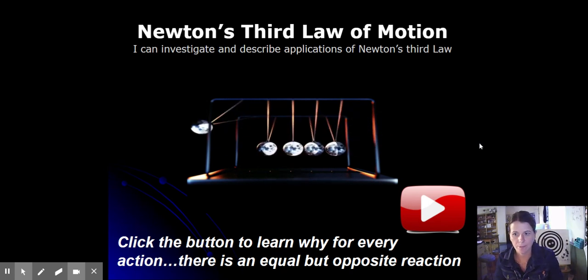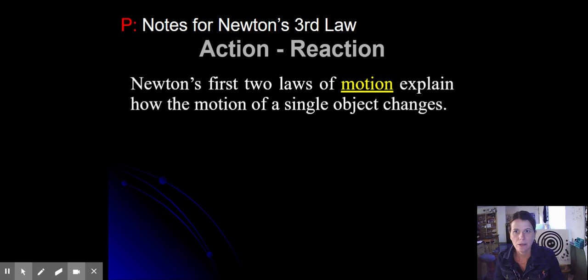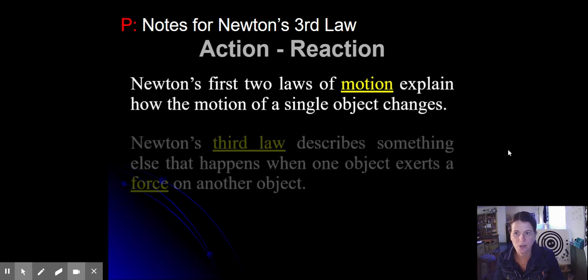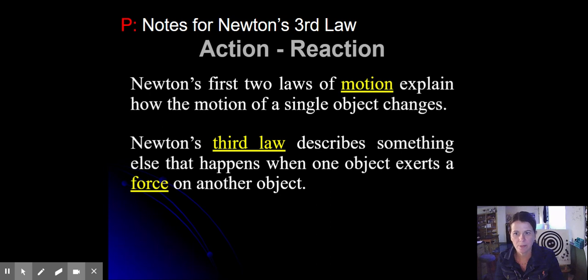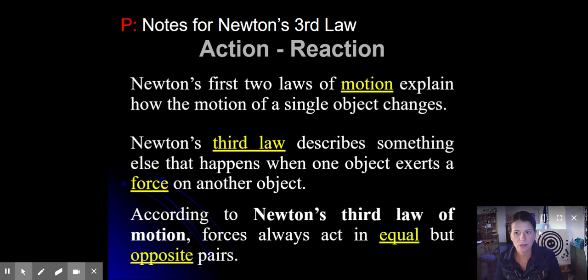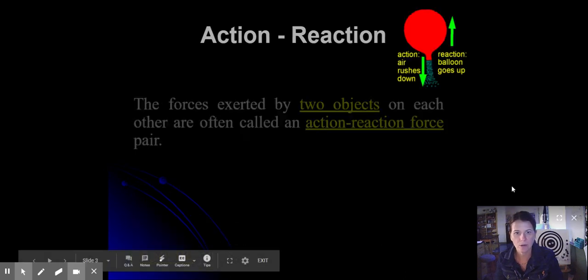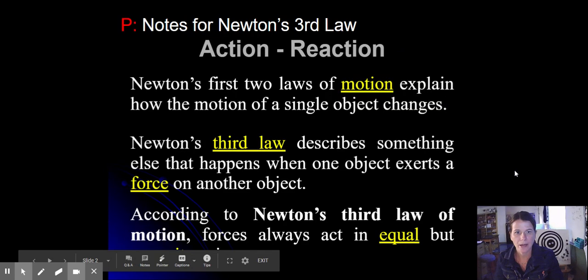Okay, so Newton's third law of motion states, for every action there's an equal and opposite reaction. Notes for Newton's third law, action-reaction. Newton's first two laws of motion explain how the motion of a single object changes. Newton's third law describes something else that happens when one object exerts a force on another object. According to Newton's third law of motion, forces always act in equal but opposite pairs.